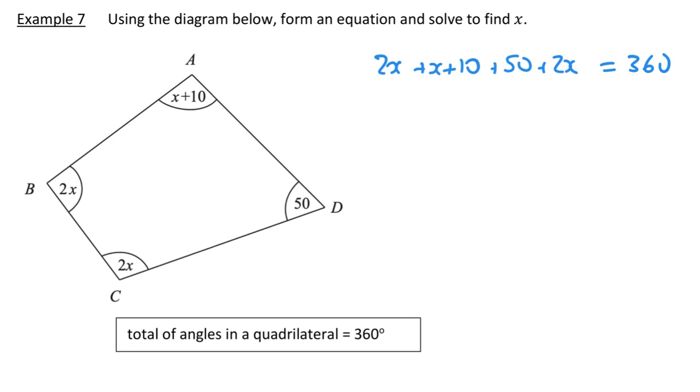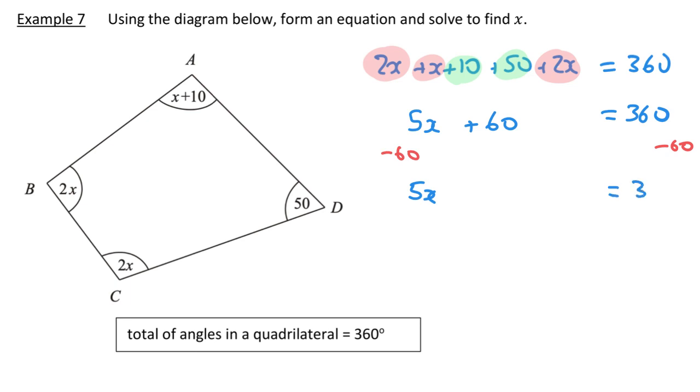If we collect the like terms, on the left we've got a 2x and an x and another 2x, and we've got 10 and 50. So what we'll be left with is 2x plus x plus 2x is 5x, plus 60 equals 360. We can take away 60 from both sides, and we get 5x equals 300. And then to get what 1x is, we divide both sides by 5, and we get that x equals 60 degrees.